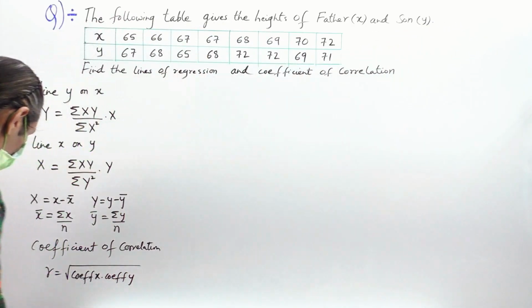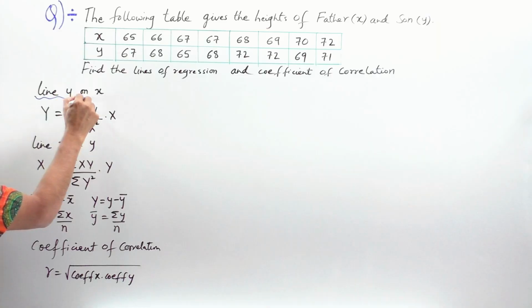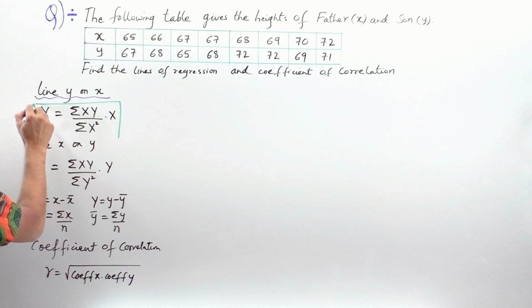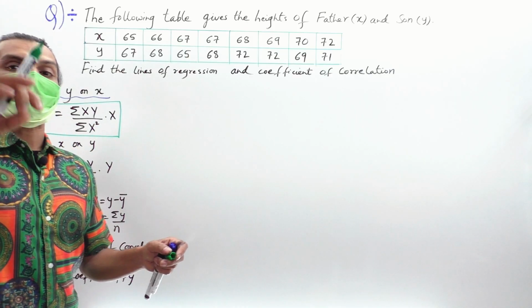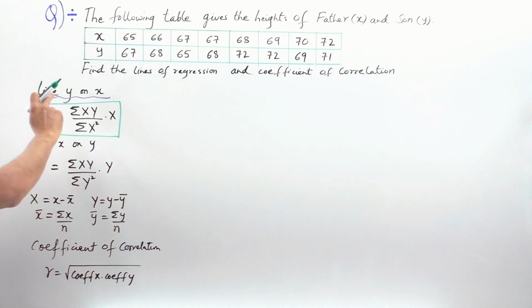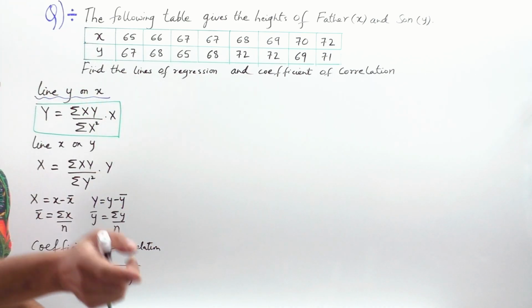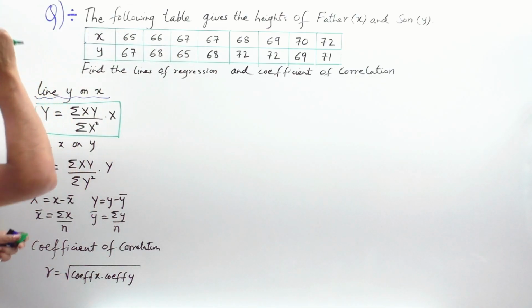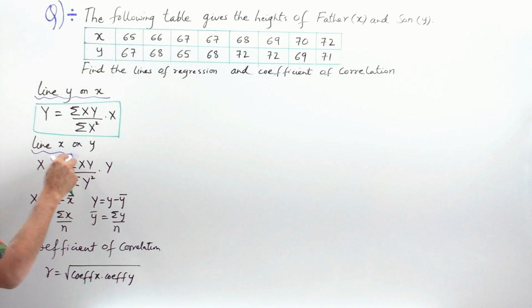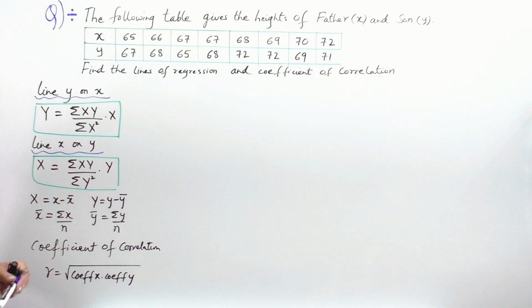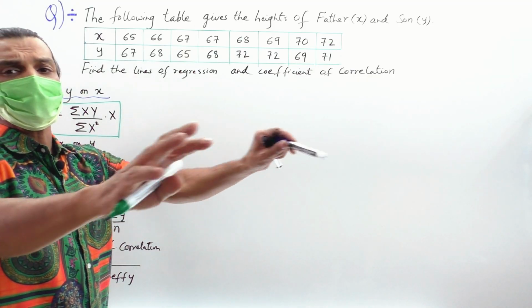The first line y on x is given as capital Y. Focus here. Listen to my words. My words are designed to enter your brain, so focus on it, and then practice. So the first line y on x is: capital Y is equal to summation XY upon summation X squared, into capital X. Similarly, the line x on y is capital X equal to summation XY upon summation Y squared, into capital Y, where x bar and y bar are the means of x and y.